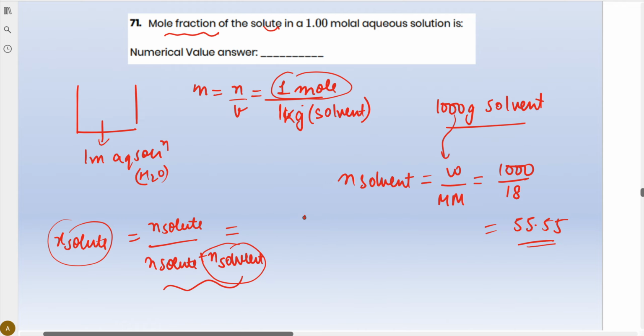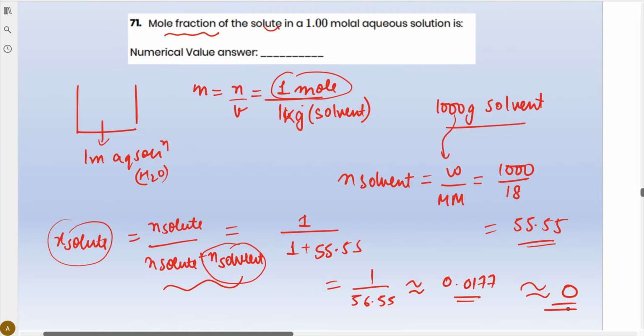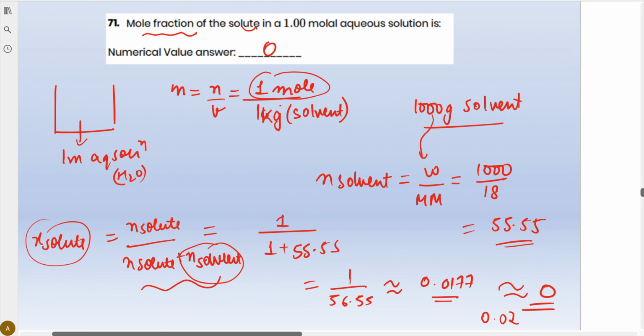So number of moles of solute is 1, divided by 1 plus 55.55. This will come 1 upon 56.55. This is coming approximately 0.0177, and for round off you will write the answer as 0. Though it cannot be 0, the answer will be 0 according to the round off. Even if you round it off it should come 0.02, and you cannot write 0.02 in your answer keys, therefore the answer will come 0.